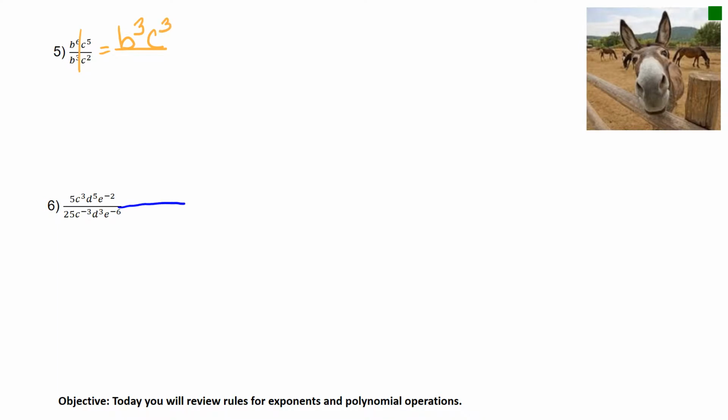Okay, negative exponents. Don't like them. So 5's good, C's good, D's good, E is bad. Move it to the bottom. Get rid of it. 25 is good. C is bad. Move it to the top. Get rid of it. D is good. E is bad. Move it to the top. Get rid of it. Remember, anybody with a negative power, we don't want no negativity around us.